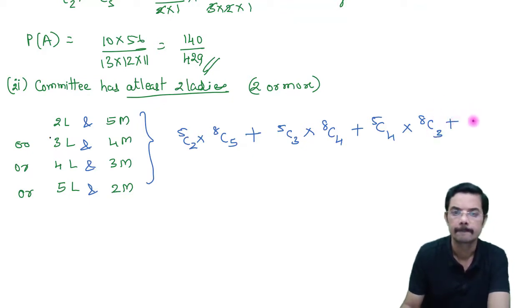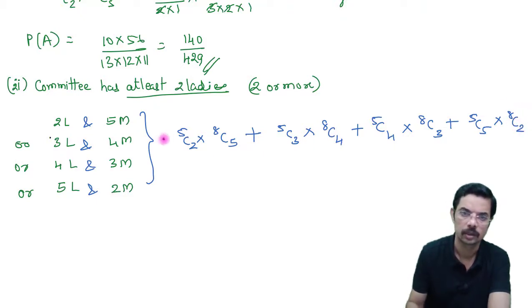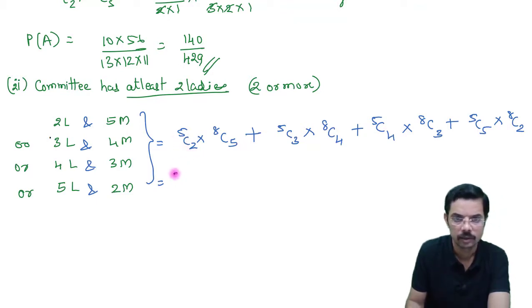Or it is 5C5, all the ladies, multiplied by 2 men out of 8. Okay, this can be simplified. We know how to put these values, and once we simplify all these values, this can be written as 5 into 4 divided by 2 into 1, into 8C5, which is equal to 8C3.